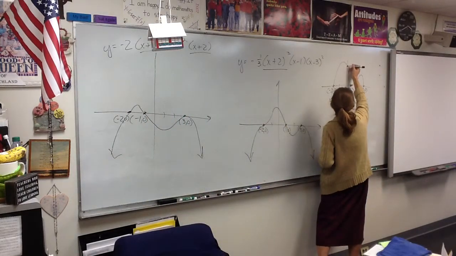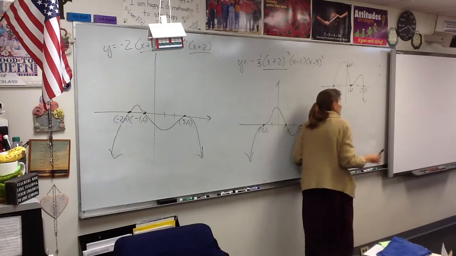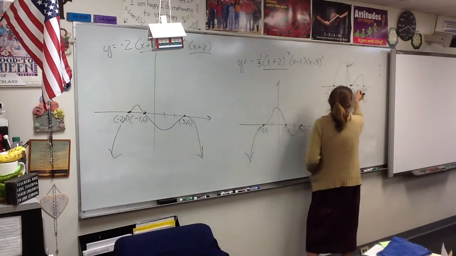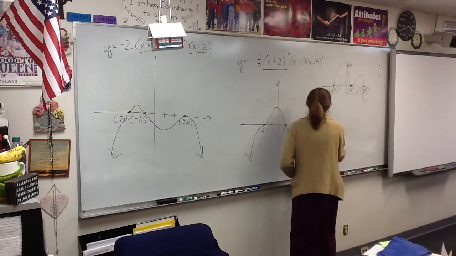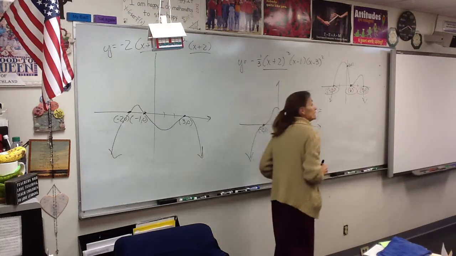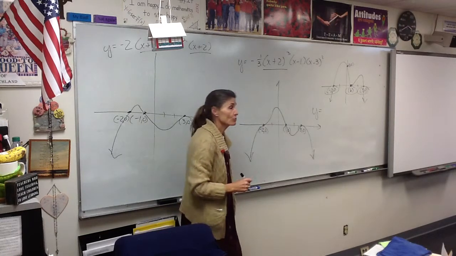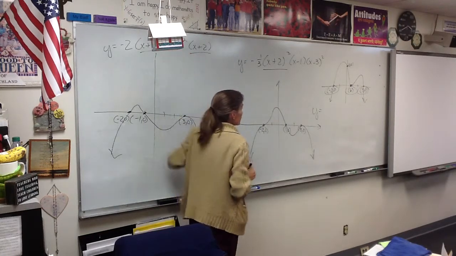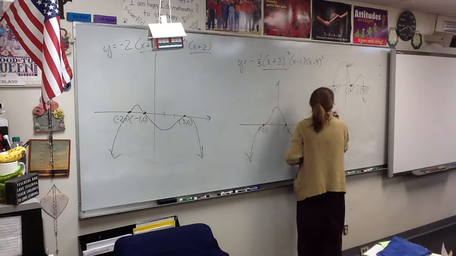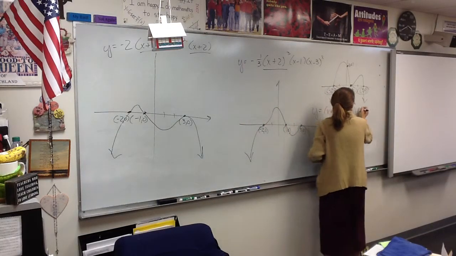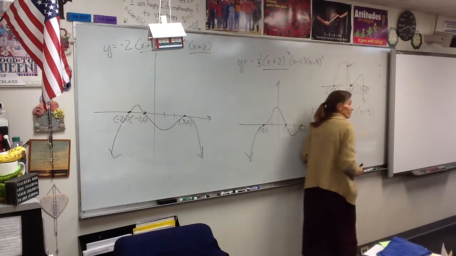Another random point up here, and we're going to talk about that. But to get started, these are the points you're looking at. Tell me about your factors. Tell me about your parentheses. What are they going to look like? X plus 2, X minus 1, X minus 3.